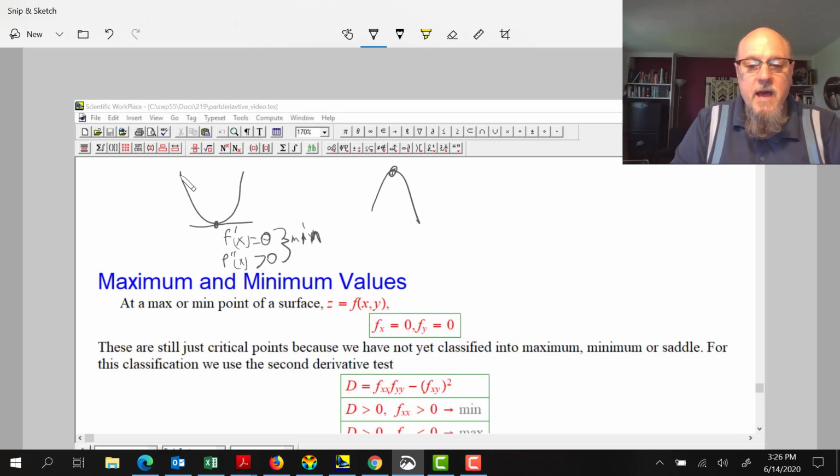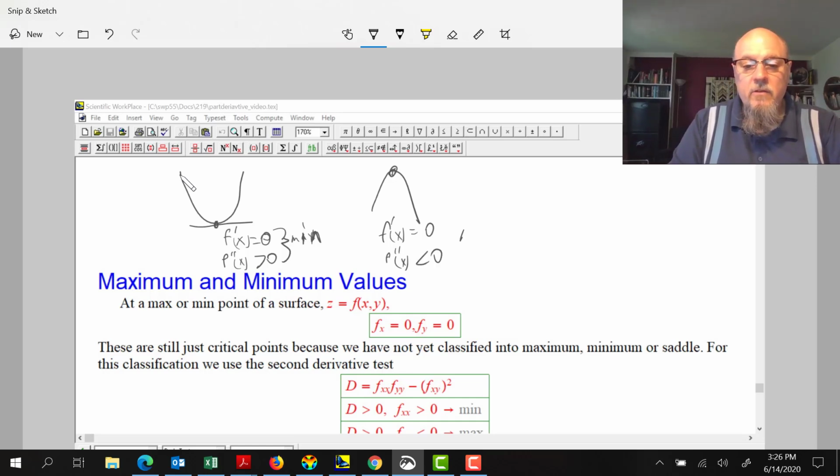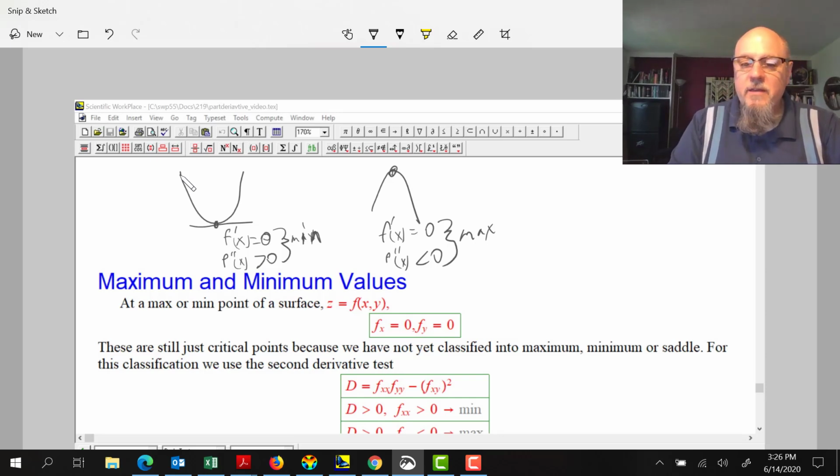If it was upside down, that was a maximum. The slope was still flat, so the slope was 0, and the second derivative is negative. So that one said maximum. So there's our review from single variable calculus. So we need to take this and extrapolate this to higher dimensions.